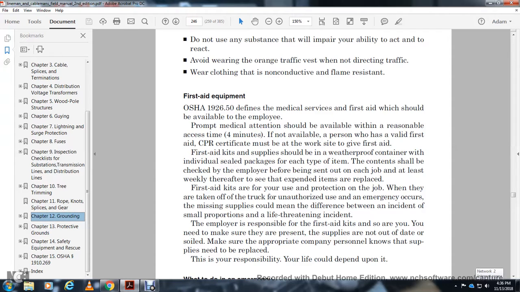First aid kits are for use on the job when they are taken off the truck, and only for authorized use for emergencies. Missing supplies can mean the difference between the incident and a small, non life-threatening one. The employer is responsible for the first aid kit review, but you need to make sure the supplies are not out of date and that the appropriate company personnel know that supplies need to be replaced. That is your responsibility; your life could depend on it.